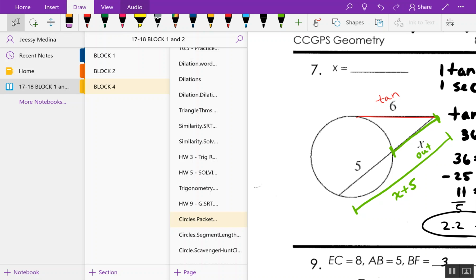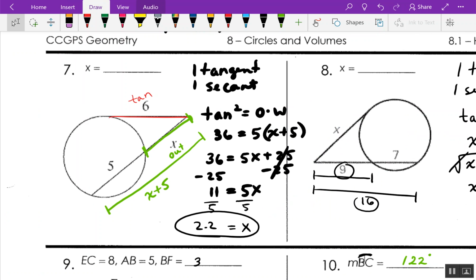Wait, I can't see. Why did you do 5? I thought the outside was X. The outside is X. Oh, okay. Go back to number 7. You caught the mistake. Why did you catch it earlier?